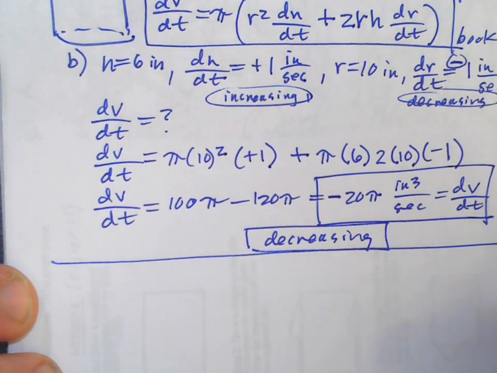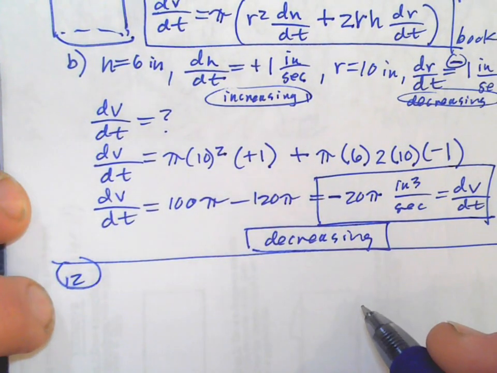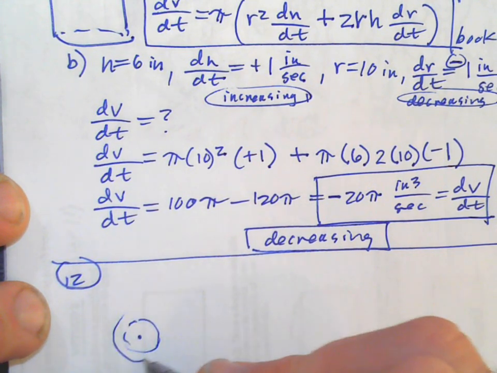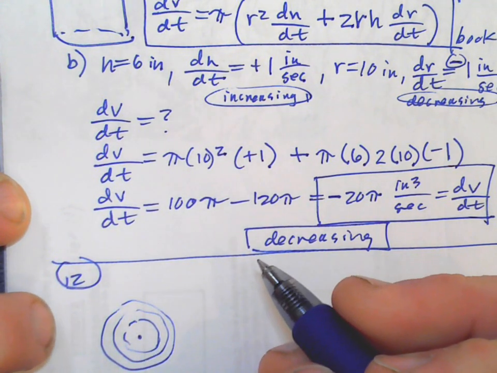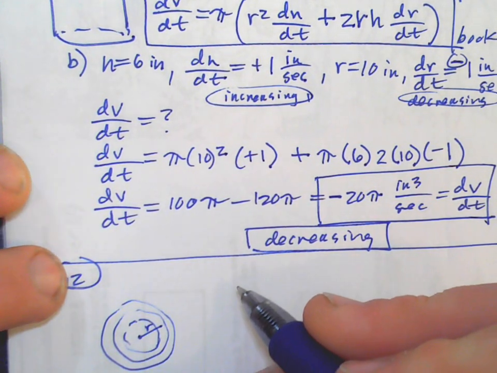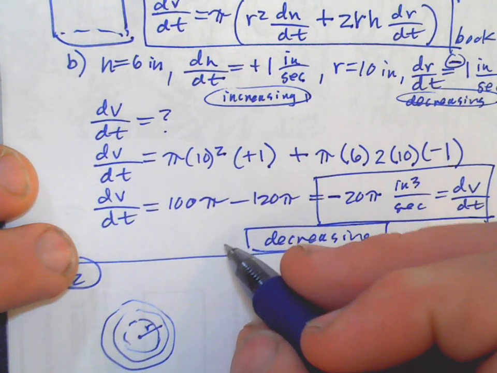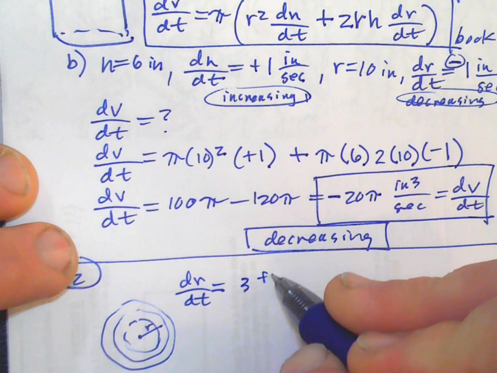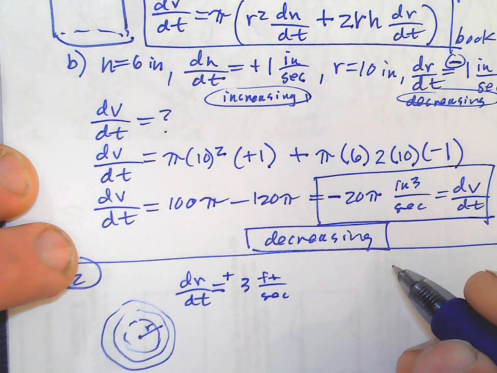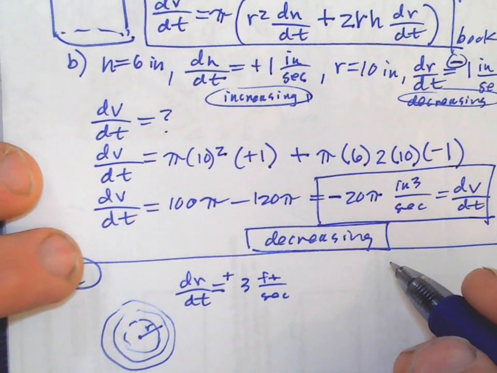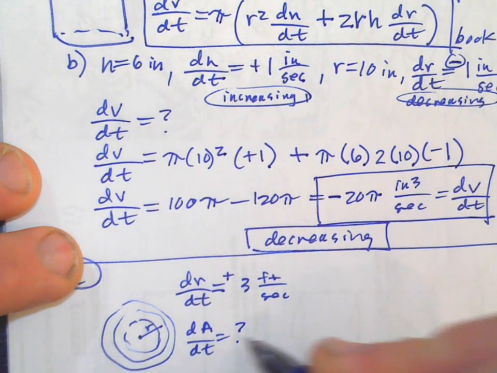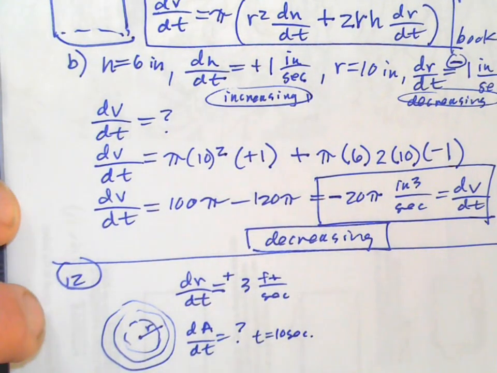That's number 7. Number 12 says a stone is dropped in a still pond, sends out a circular ripple whose radius increases at a constant rate of 3 feet per second. So if you drop a stone in the water, it sends out ripples, right? And so it's a radius that's increasing. So that's dr/dt equals 3 feet per second, and it's positive. How rapidly is the area enclosed in the ripple increasing at the end of 10 seconds? So they're saying, well, area, dA/dt, what is that when time equals 10 seconds? It's kind of weird that they gave us actual time.